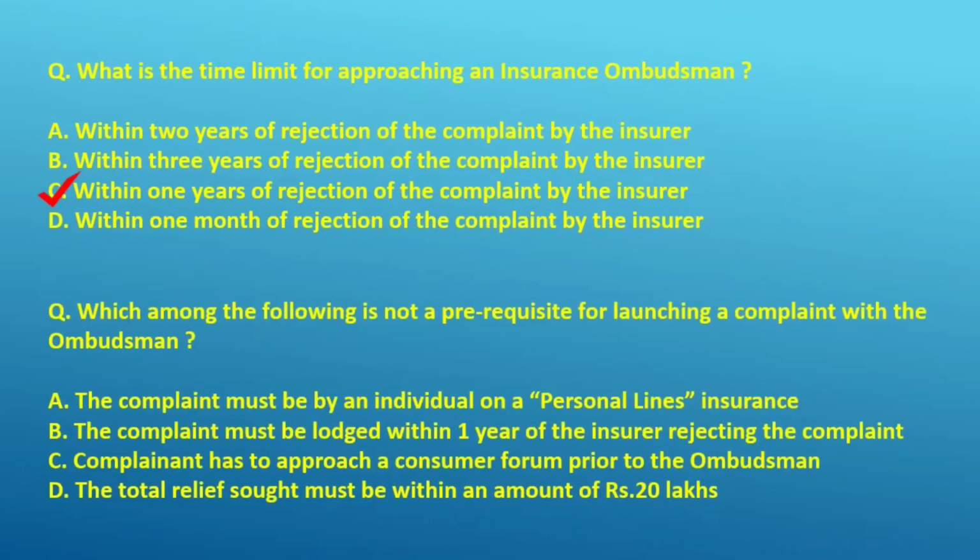Next is, which among the following is not a prerequisite for launching a complaint with the ombudsman? Here the question is asking for what is not a prerequisite. So the correct answer is C, complaint has to approach a consumer forum prior to the ombudsman. There is no need; we can go prior to ombudsman with some other forum or with some court. So the correct answer is C.